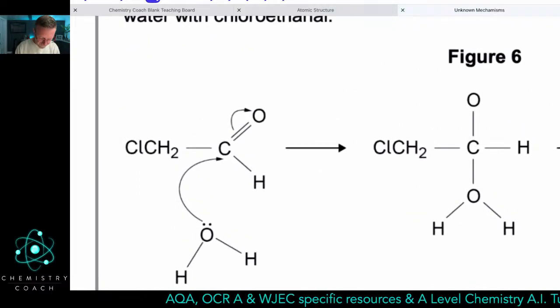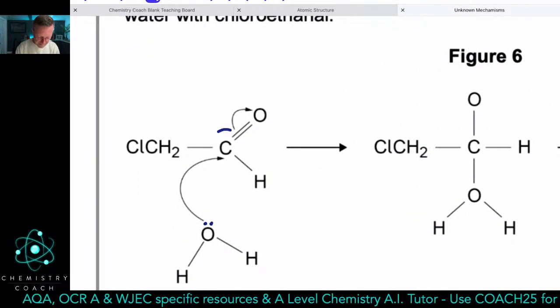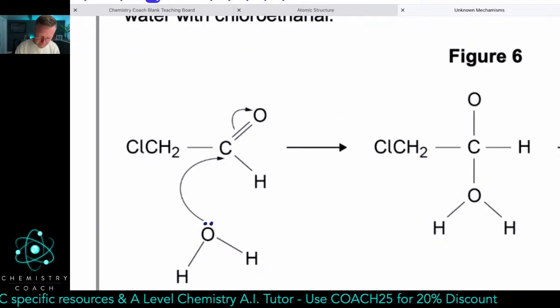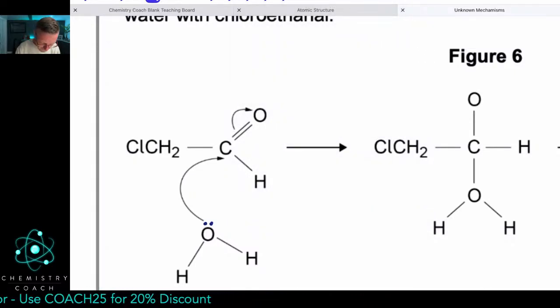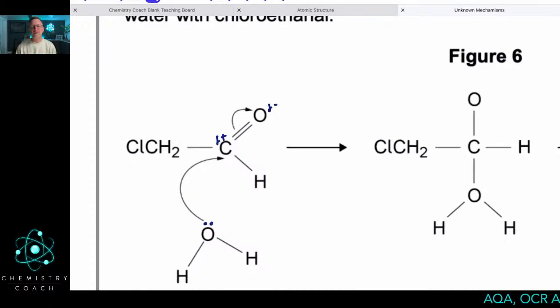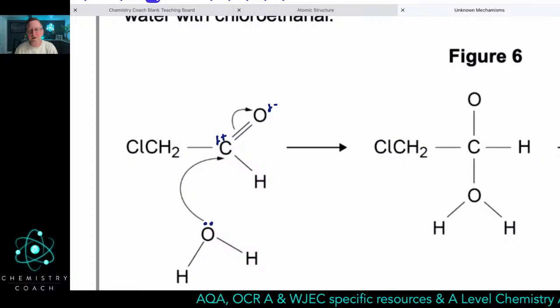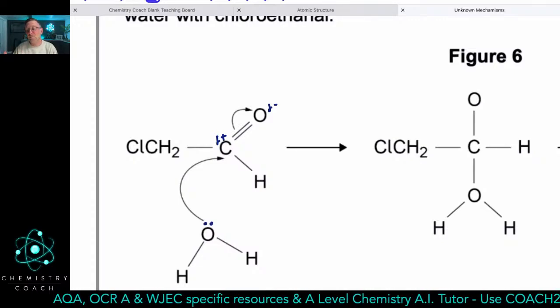So if this lone pair is attracted to this carbon, that must mean that is delta positive and this is delta negative. And we know this anyway because oxygen's more electronegative than carbon. We know a carbonyl group, a C double bond O, is polar.